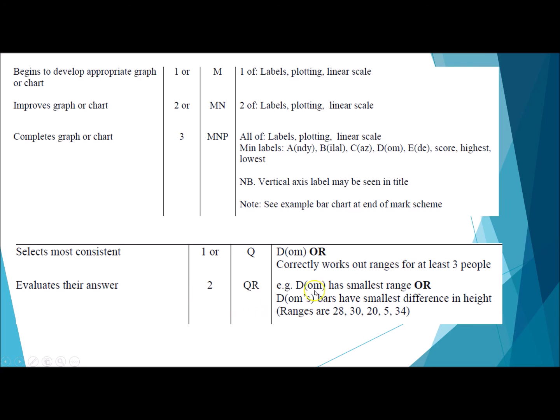The reason is the wording, so the reason is Dom has the smallest range, or Dom's bars have the smallest difference in height, or you could say Dom's highest and lowest scores are very close to each other, something like that. That would be your evaluation. So if you haven't picked up on the word consistent meaning range, that is something to note down.